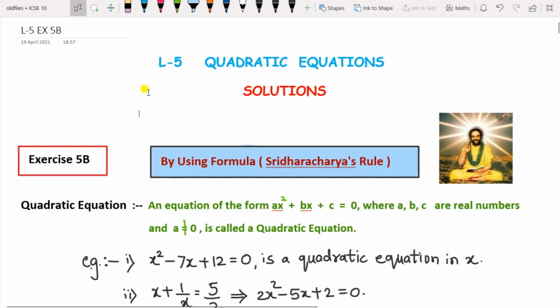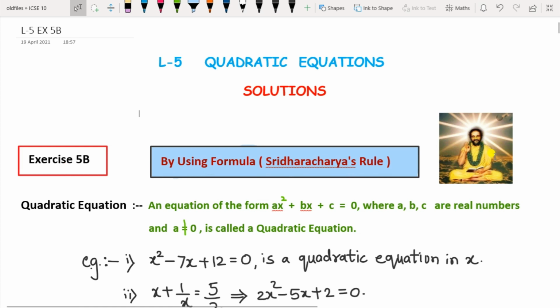In this video we are going to see the solutions of exercise 5B of lesson 5, quadratic equations. In the I-link I have shared the video of the previous exercise 5A, where we have seen how to find roots of a quadratic equation by the factorization method. In exercise 5B we are going to solve quadratic equations by using the formula. It is called Sridhar Acharya's rule.